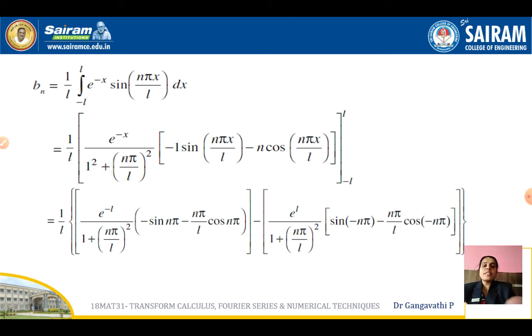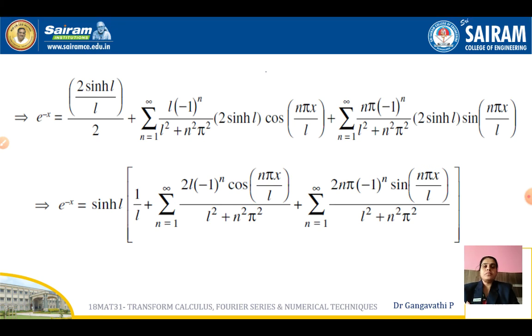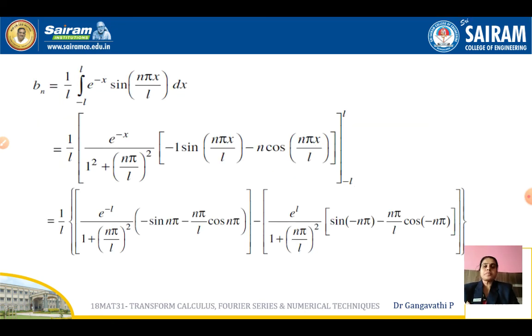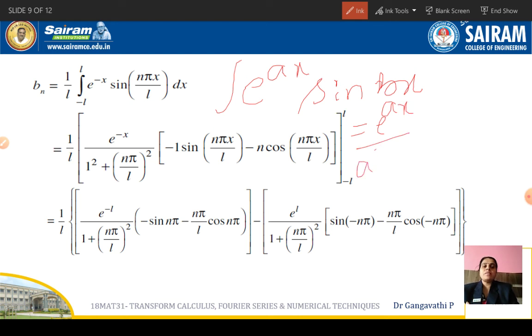So formula for this is the integral of e to the power of ax into sine bx. So in the previous case we had seen for cos, and now it is for sine bx. So the formula for this is e to the power of ax by a square plus b square into a sine bx minus b cos bx. So this is what the formula is actually.